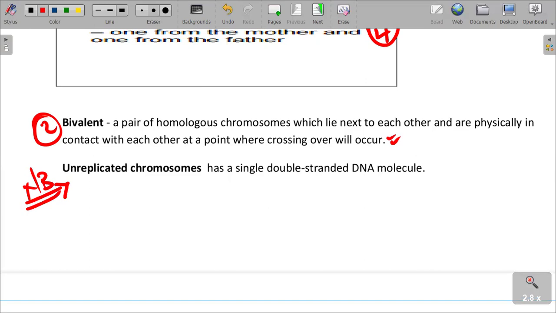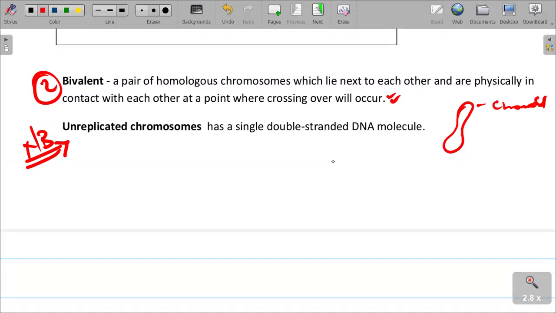So in order for you to know that difference, you need to know what an unreplicated chromosome looks like. An unreplicated chromosome has a single double-stranded molecule of DNA. So it is more like a single strand of a chromosome, which we can sometimes say is a chromatide. So this single double-stranded DNA molecule is called an unreplicated chromosome.